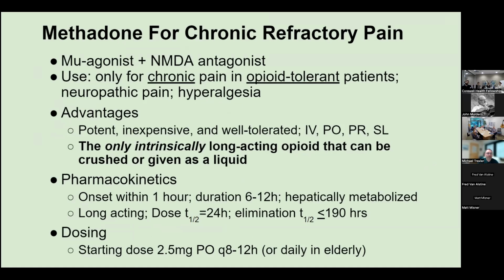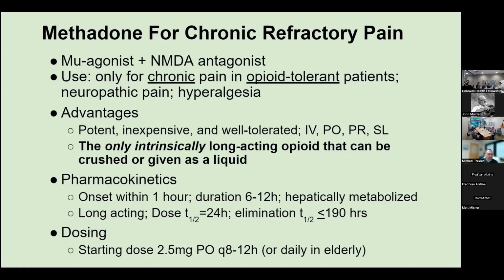So it helps with both neuropathic pain and regular somatic pain. It's only for chronic pain and opioid tolerant patients. And it also helps with opioid hyperalgesia because of the NMDA pathway. It's potent, it's inexpensive, it's well tolerated, can be given in multiple ways, and it is the only intrinsically long-acting opioid that can be crushed or given as a liquid. It's very helpful to know that.